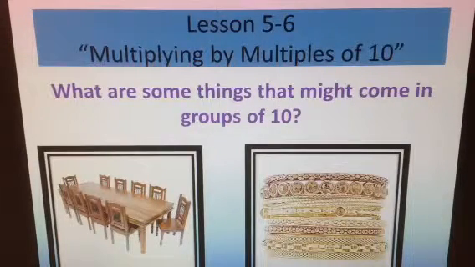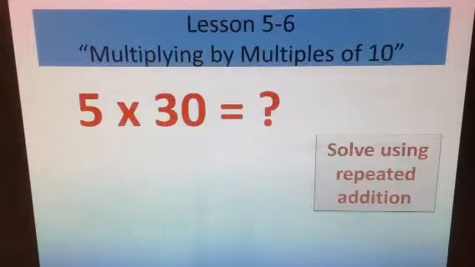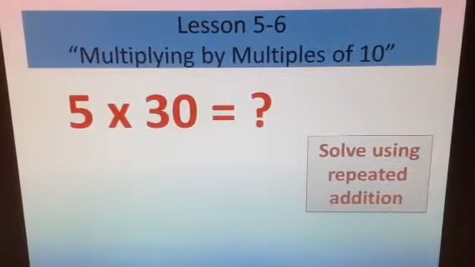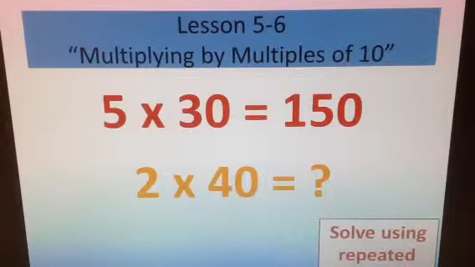What are some things that might come in groups of 10? I thought about dining room chairs or bunches of bracelets. Other students talked about candy that would come in a pack of 10, or batteries. 5 times 30 was a problem we started with, and we were able to solve using repeated addition. So you could do 30 plus 30 plus 30 plus 30 plus 30, or you could use that trick I was showing students. We learned 5 times 30 is 150.